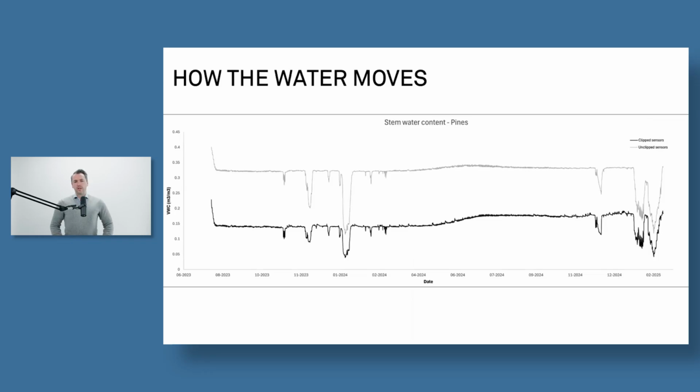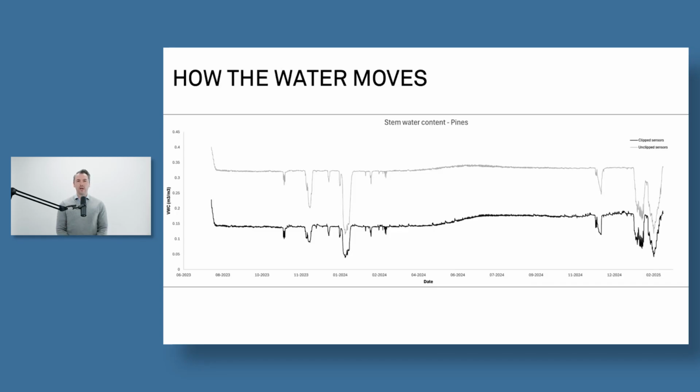Okay, so now we can talk a little bit about what the data actually looks like when you put a sensor into the stem, when we can measure stem water content. So I want to start by looking at the pines. This is both clipped and unclipped sensors, and I don't have the time to go into the sensitivity that you lose when you're using that unclipped sensor. But we do see that the clipped sensors are more sensitive to changes in water content.